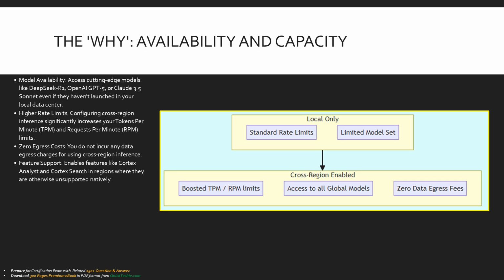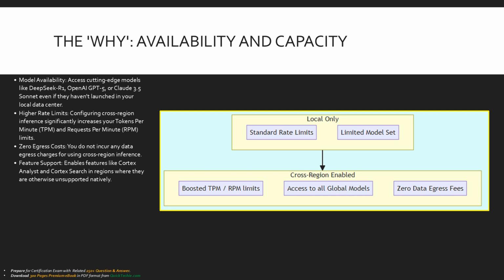Why should enterprise architects prioritize enabling cross-region inference? The primary driver is model availability. The AI landscape moves at lightning speed. If you are operating in a European or Asia-Pacific region, you might find that massive models like DeepSeek R1 or the newest Claude 3.7 Sonnet are only hosted in specific US hubs initially. Enabling cross-region inference instantly unlocks these frontier models for your team.